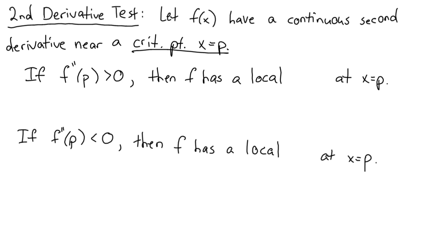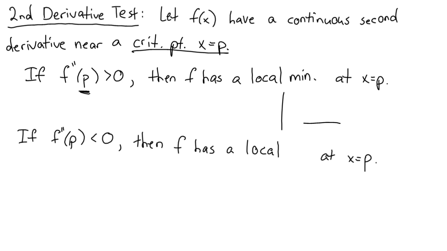So we need a continuous second derivative, and then, if the second derivative is positive at the critical point, then f has a local what? See if you can fill in these two blanks. Second derivative positive means a local, go ahead and pause, I'll let you think. Okay, so this is a little bit counterintuitive. If the second derivative is positive, the function is concave up. That makes a local minimum.